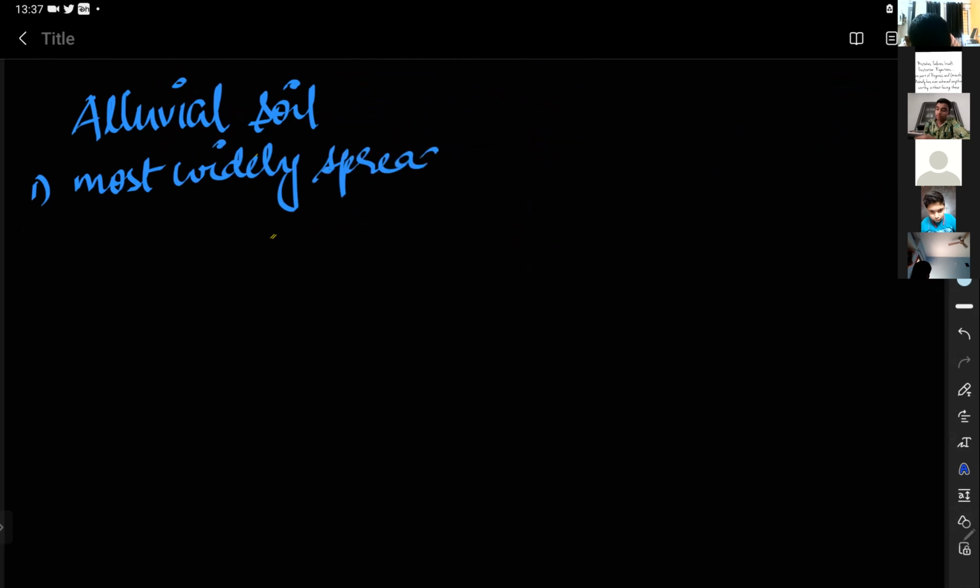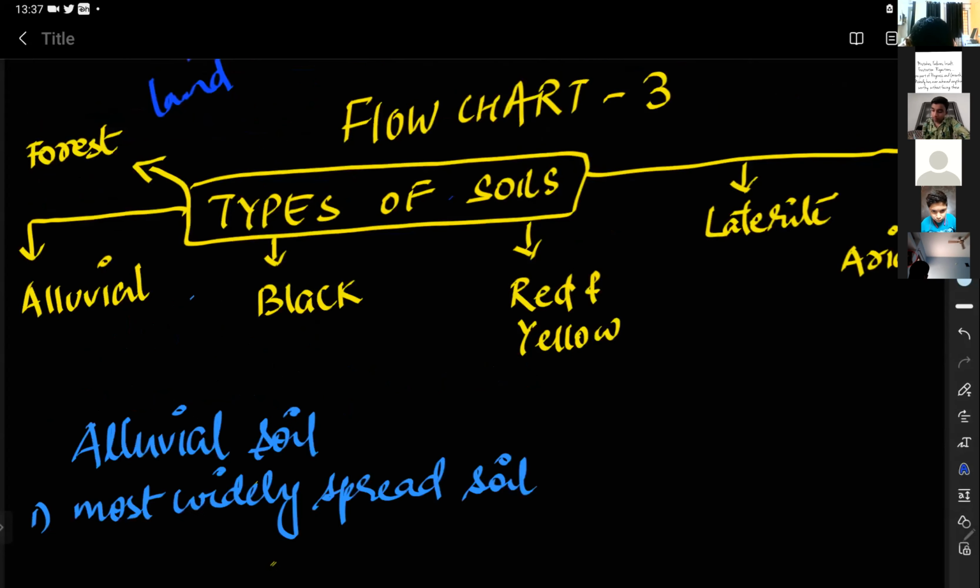Ma'am, this is a flowchart. Yes, this is the flowchart only. I showed it to you, no? This one. So, ma'am, we have to write like a flowchart, and then write in points? Yes, in points, so that there is no untidiness in the work.